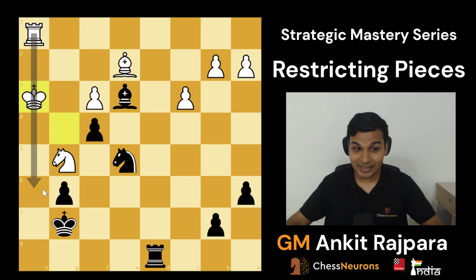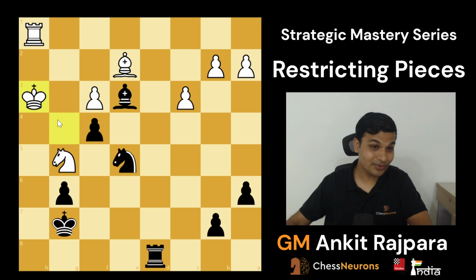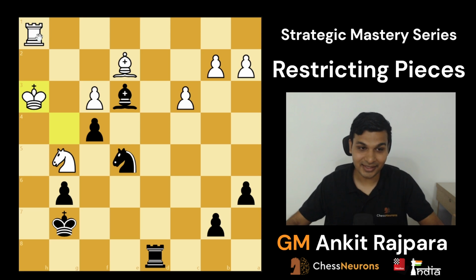So now this rook has been restricted by their own king. That's what can happen as well. Our own pieces restricting our own pieces. Like here, opponent's king is restricting the rook.